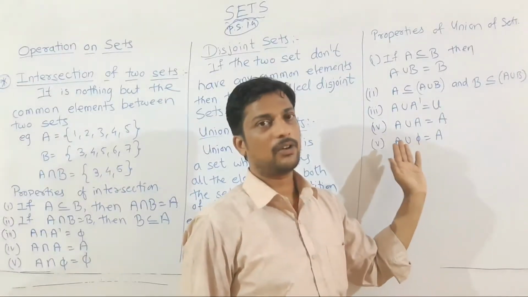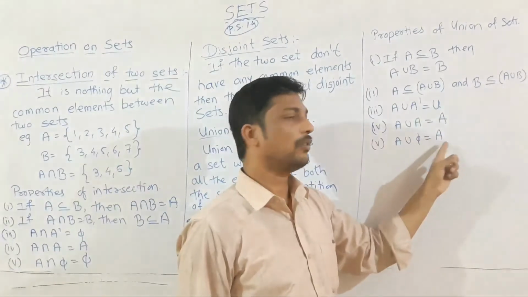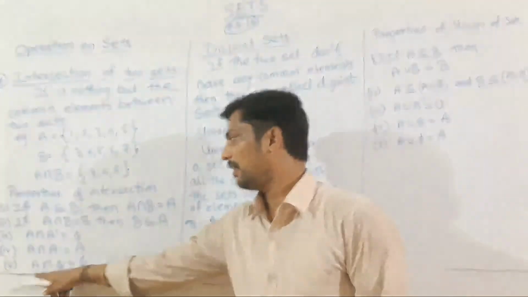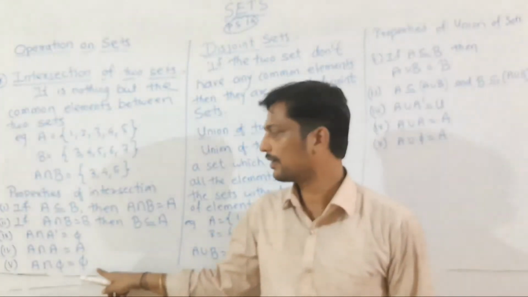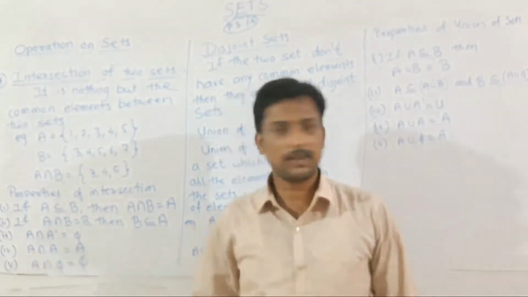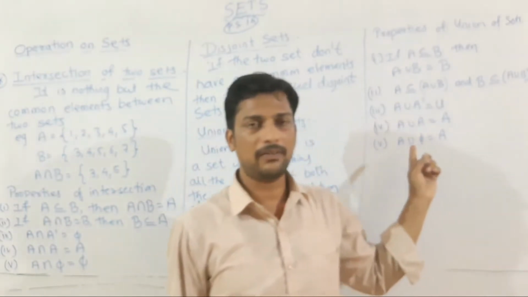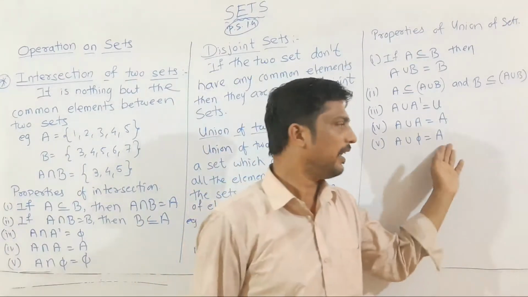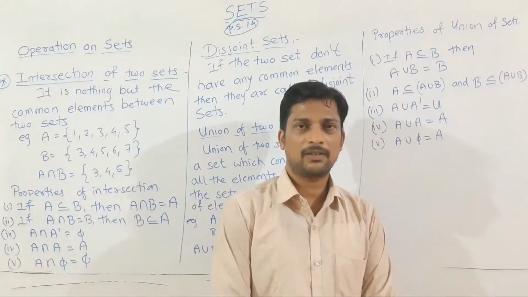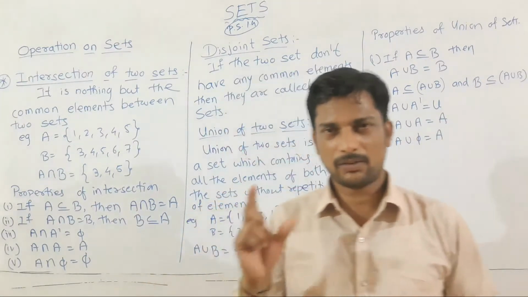That was not true for intersection. It was phi in intersection. See, A intersection phi was what? Phi. Now this and this was the same, isn't it? The last one is different. A union phi is always A. You getting? Now let us see the next small concept.